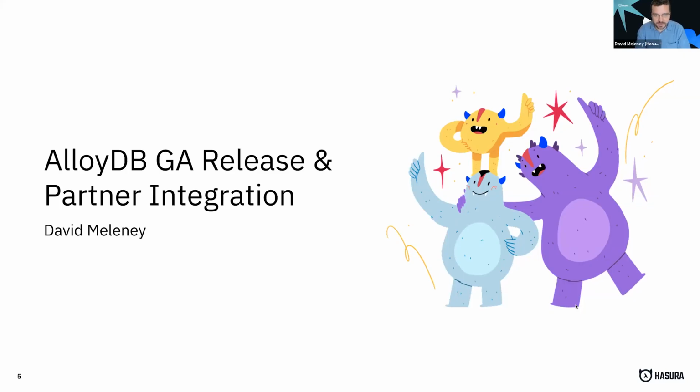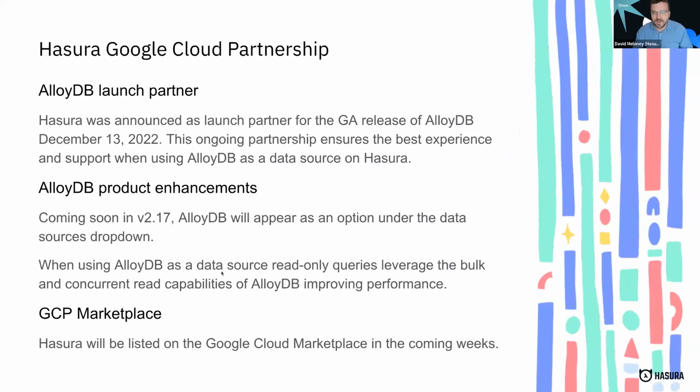Well, what I'm going to talk about today is AlloyDB, which was just released. It came out of preview this week, announced by Google, and Hasura was a launch partner as part of that effort. As a launch partner, this partnership ensures that we have the best integration with them, and we get feedback from them. And one of the features within AlloyDB that we identified was this ability to do both bulk and concurrent reads.